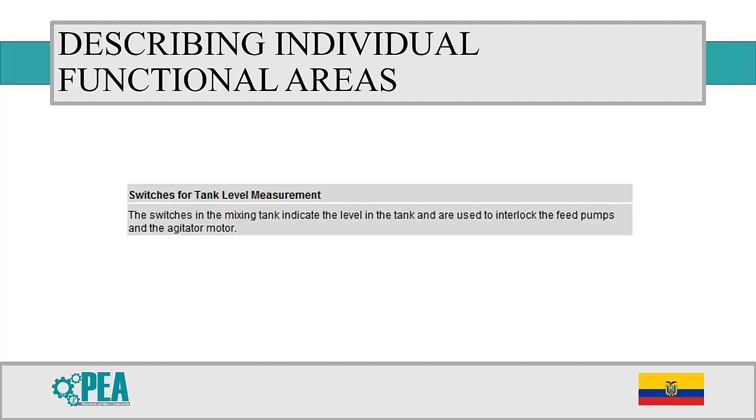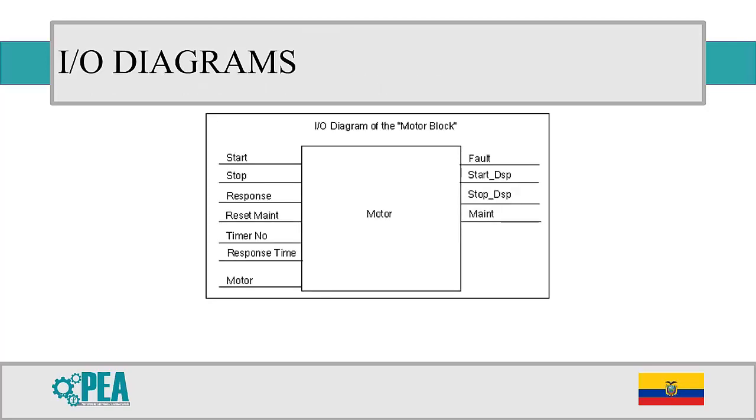Finally, the switches for the tank level measurements are used to interlock the feed pumps and the agitator motor. Okay, nothing so difficult. Then, once you have described your functional areas, you have already divided your process into areas, you have to show the I/O diagrams.